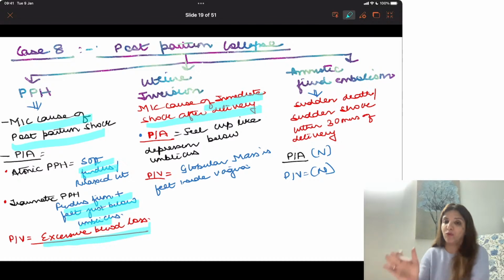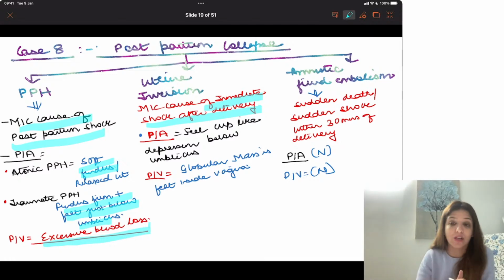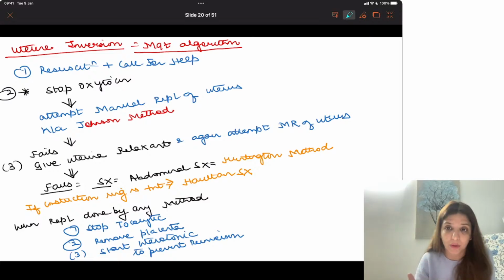Then comes amniotic fluid embolism. These days they are asking questions on amniotic fluid embolism. In amniotic fluid embolism, you are going to get sudden death or sudden shock within 30 minutes of delivery. Per abdominal, everything will be normal. Per vaginal, everything will be normal. A little more detail which you need to know here is about uterine inversion and about amniotic fluid embolism.